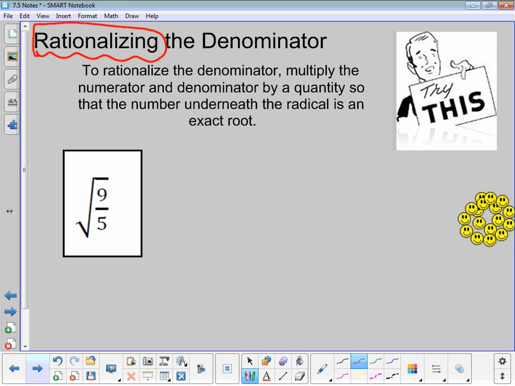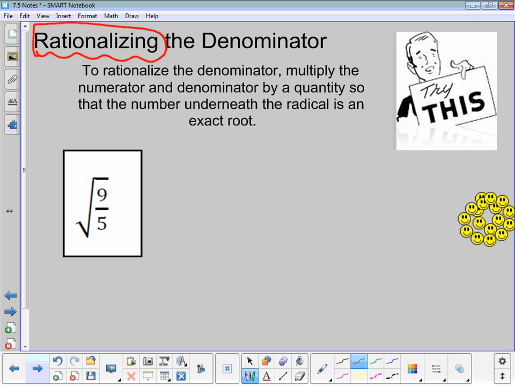Okay, so when we are eliminating radicals from the denominator, we're going to rationalize the denominator. To rationalize the denominator, we need to multiply by a quantity so that we have a perfect radical, a perfect root underneath. Okay, so let's take a look at a couple examples.